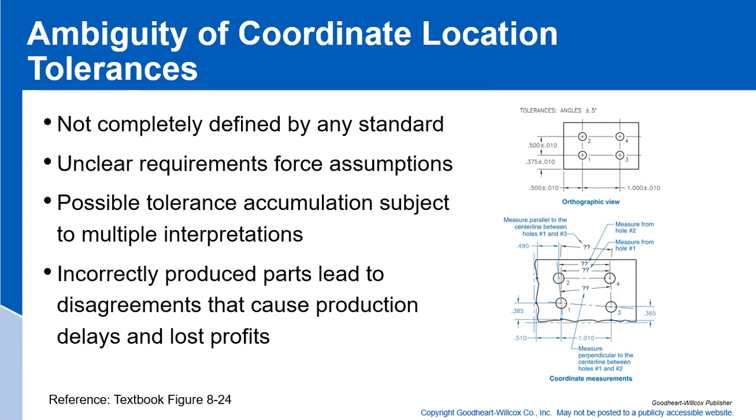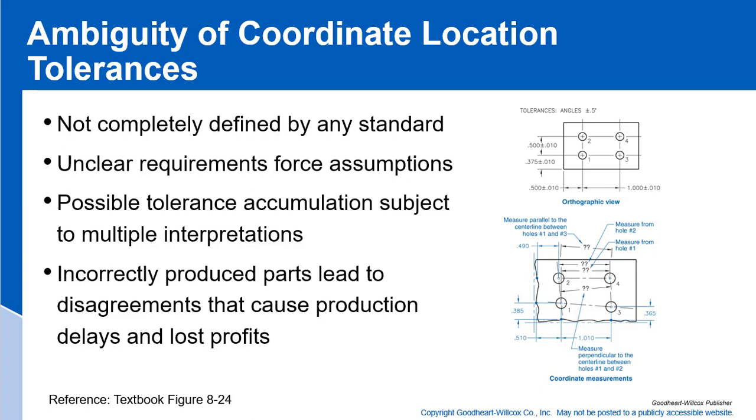Okay, here's the biggest part of this. You really end up with some ambiguity if you don't use positional tolerances. If you're using coordinate locations like we're showing here, plus or minus 10 for these hole positions and stuff like that, you're really not going to get what you need. It's an unclear requirement that forces assumptions, with possible tolerance accumulation, subject to multiple interpretations. You can end up with incorrectly produced parts that lead to disagreements that cause production delays and lost profits.